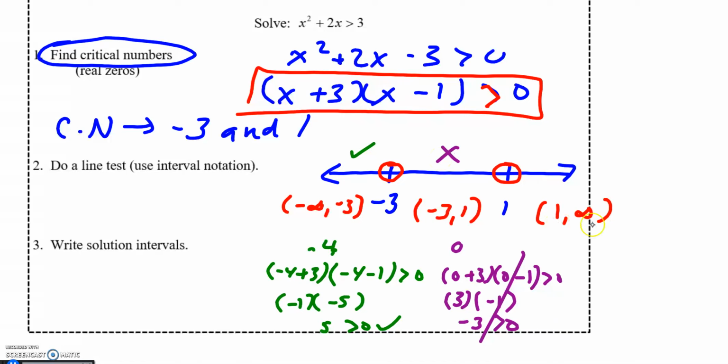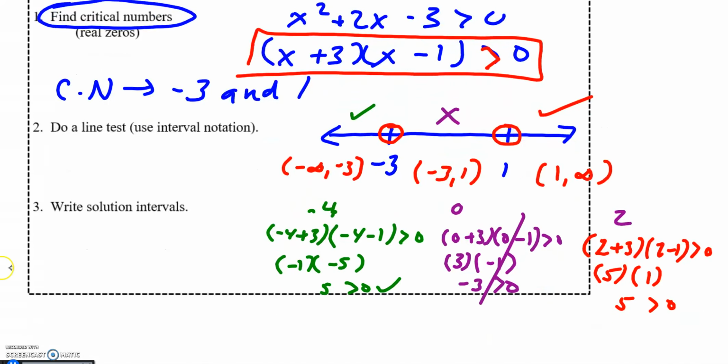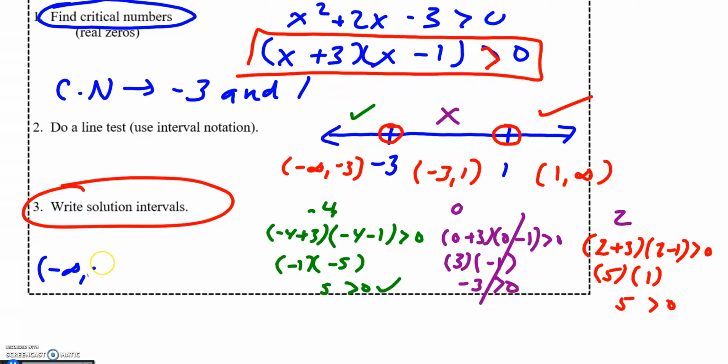In my last interval from 1 to infinity, let me pick x equals 2. If I plug that into my factored form, I would get 2 plus 3, 2 minus 1. How does that relate to 0? I would get 5 times 1. 5 is bigger than 0, so this interval works as well. So if I actually wanted to write my answer, it's only the intervals that worked. So my answer in interval notation would be from -infinity to -3 union 1 to infinity.